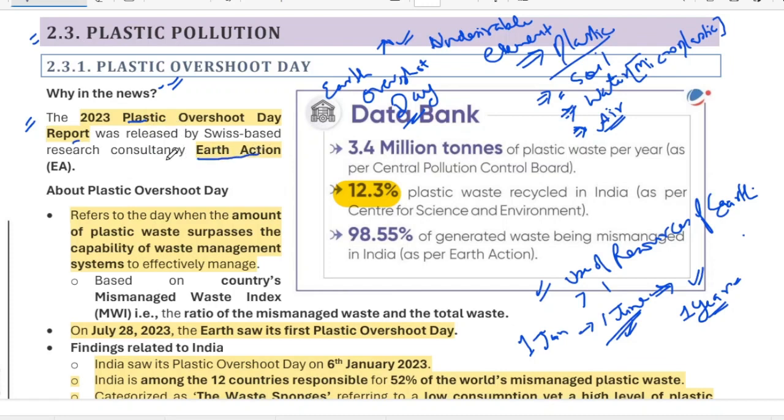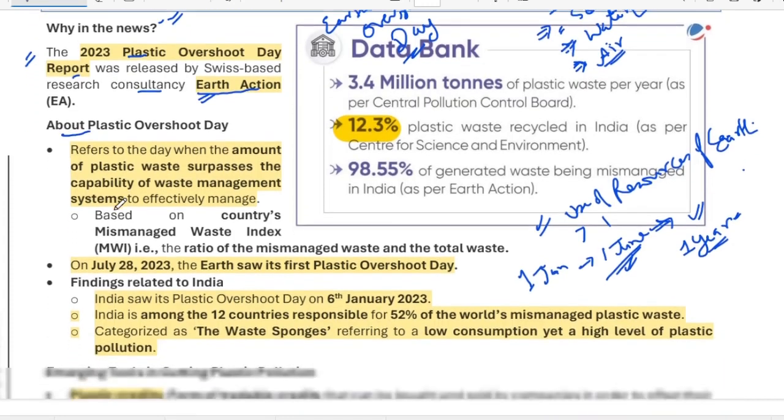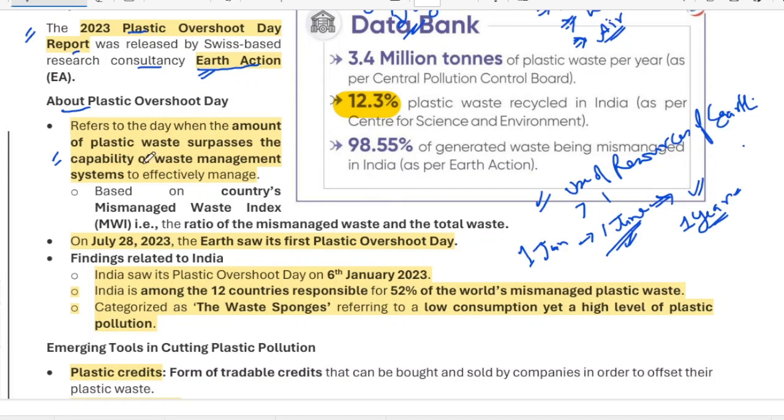Earth Action, a consultancy firm. Remember the name Earth Action. Okay, what is plastic overshoot day? The amount of plastic waste surpasses the capacity to manage the plastic waste, the same concept that I have already told you. Okay, it was on July 28th, 2023. So before 28th July, all the plastic that we are producing can be managed and recycled. But after 28th July, whatever plastic humanity is making cannot be recycled.